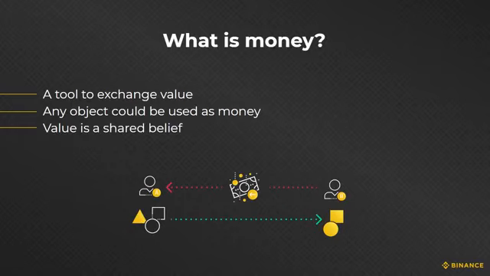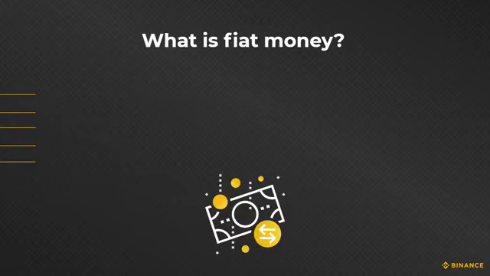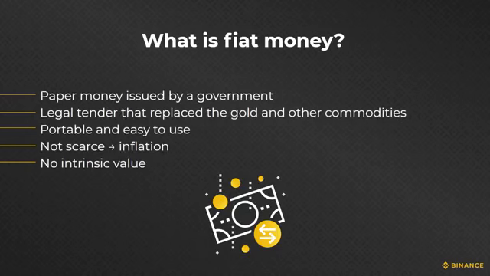So that is money in layman's understanding. So what is fiat money? We ask ourselves most of the time, what do we use fiat money for? These are paper money used by a government. It's a legal tender that replaces gold and other commodities. It's portable and easy to use. You have various notes and various bills. It can have inflation. There's no intrinsic value.